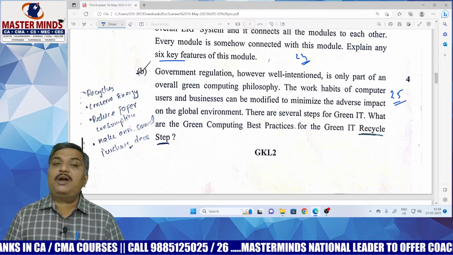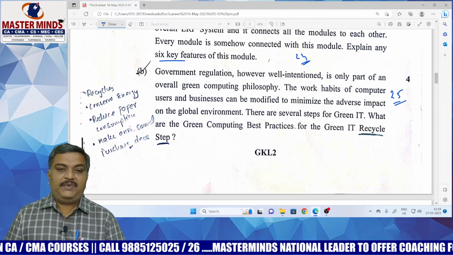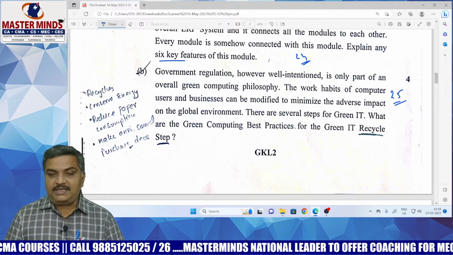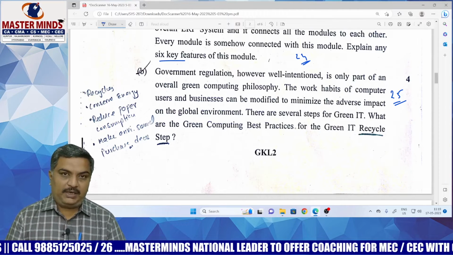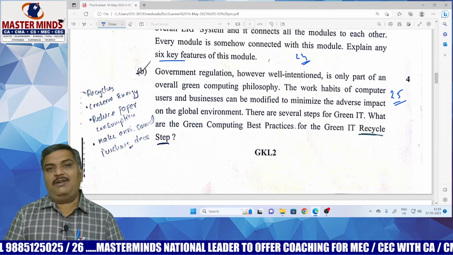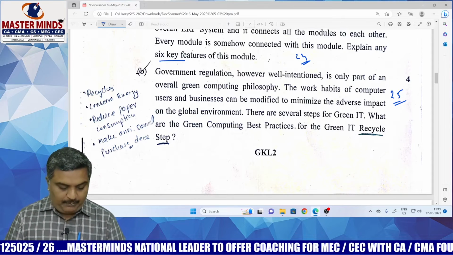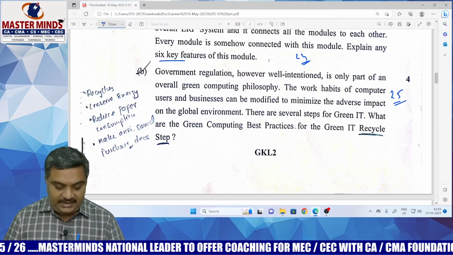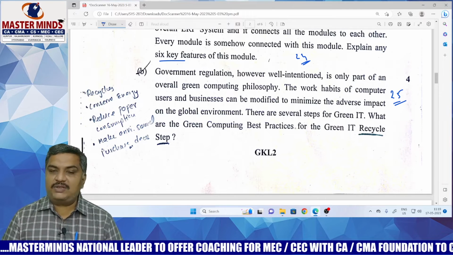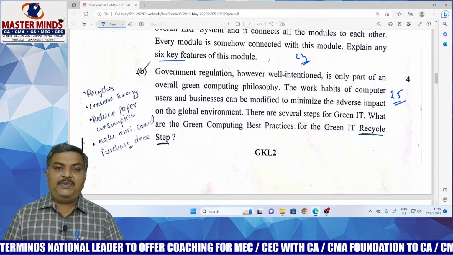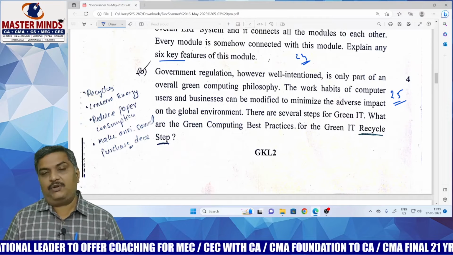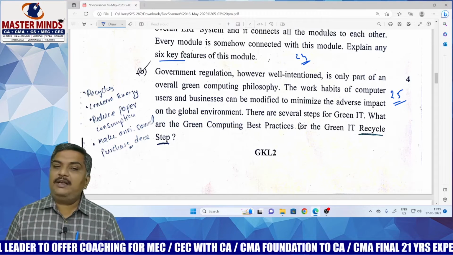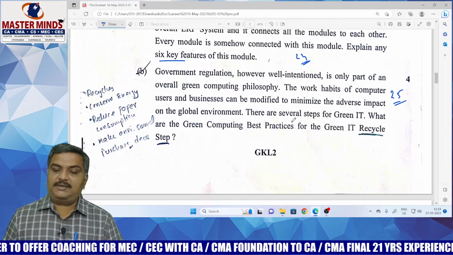Now what you have to write for this? Please remember, this is a 4 marks question. So it is enough if you write 4 important points like develop a sustainable green computing plan, develop a recycle plan, make your system environment friendly, and another thing is take measures to conserve energy. So if you write these points, definitely you will get good marks.